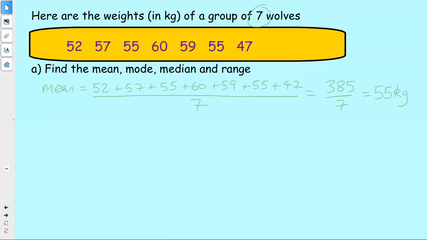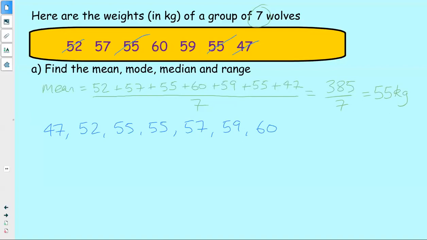You want to find the mode, median, and range, so it might be a nice idea just to order everything so it's in the right order. So what one comes first? Looks like 47. And then look at 50s, looks like 52 next. And then 55 and 55. And then 57, 59, and 60. Once you've ordered them, remember I said in part 1, just double check that you have 7 values, 7 members there. So 1, 2, 3, 4, 5, 6, 7. Very, very easy to miss one out, so just double check. So good, it's all ordered for us.